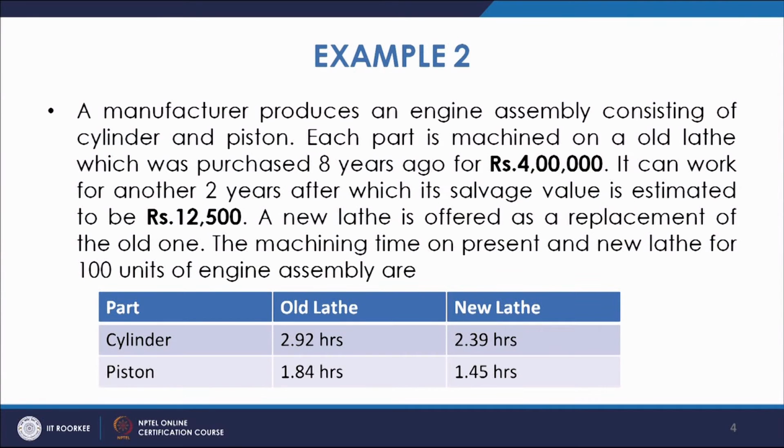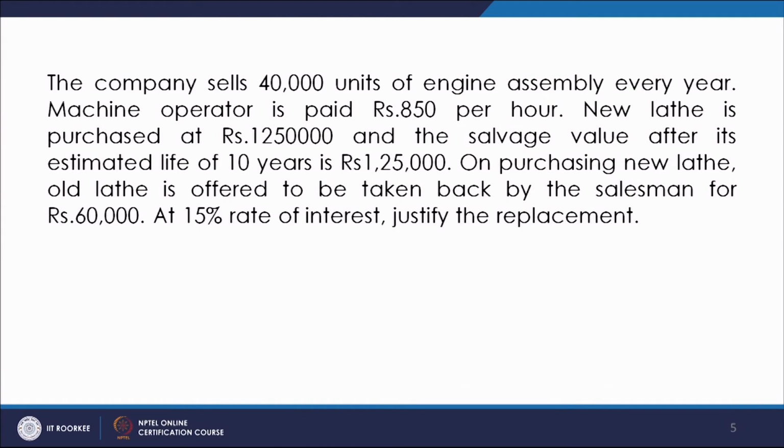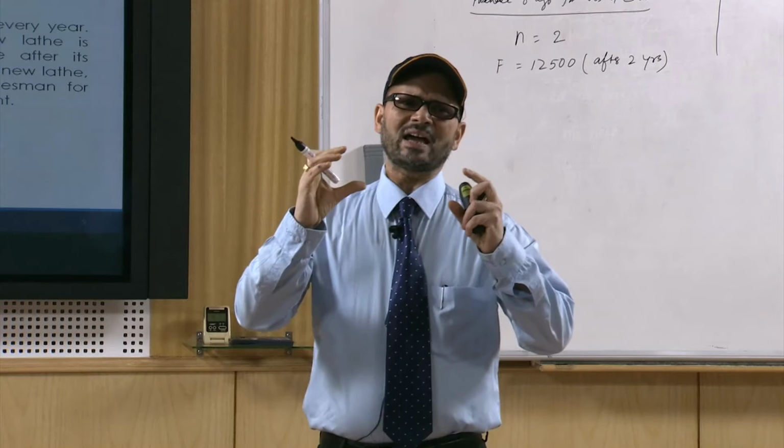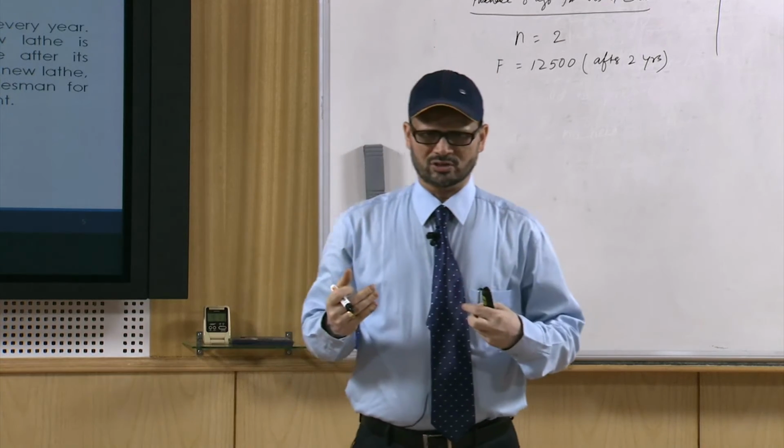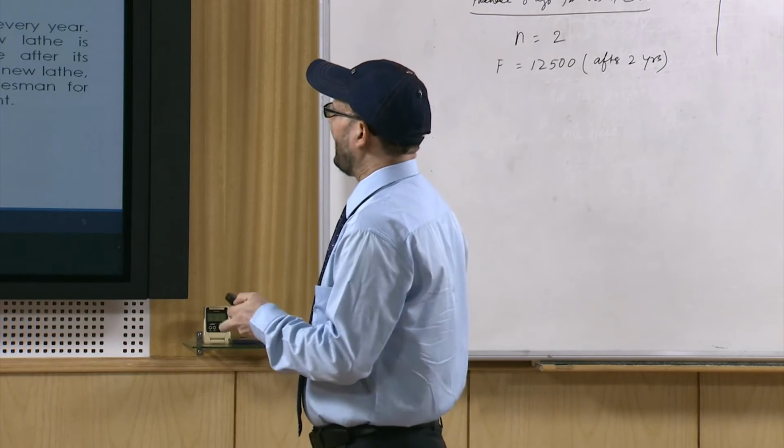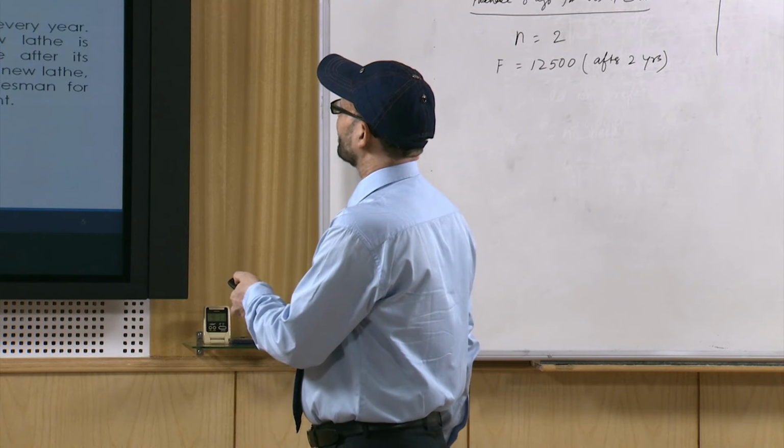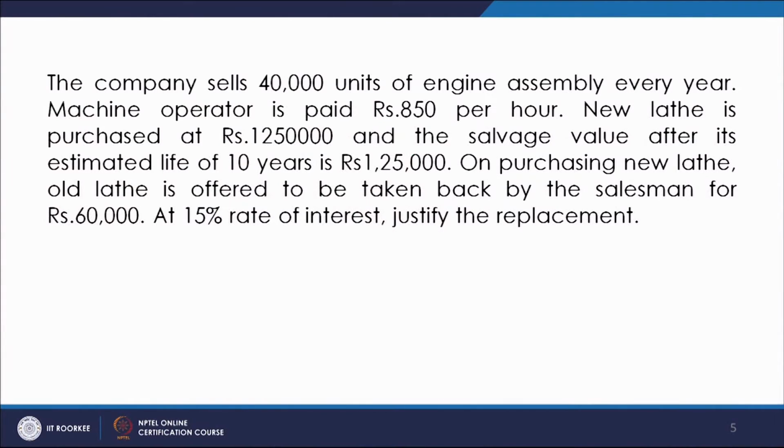This Challenger is said to be the replacement. Now, these are the times which the old lathe and new lathe take for 100 units of production or machining of the components, and the company is basically selling 40,000 units of engine assembly every year. It means that will decide the total labor cost for 40,000 units, and also the labor rate is rupees 850 per hour. So, this one part will be the labor cost per year.